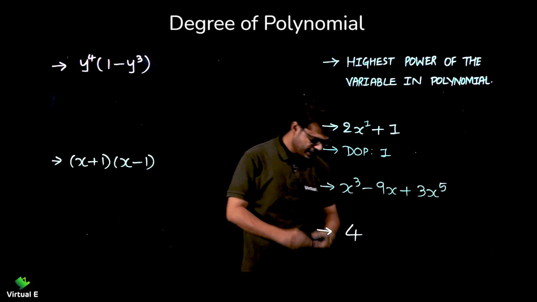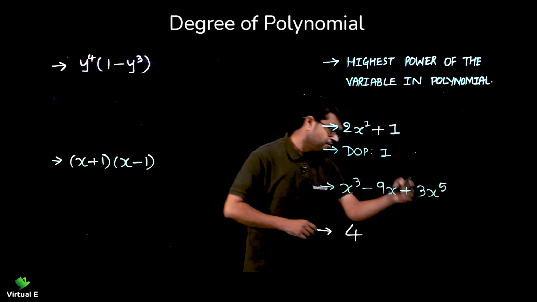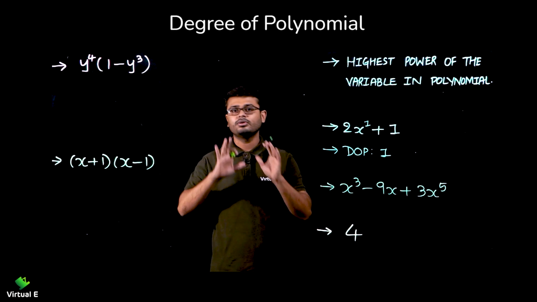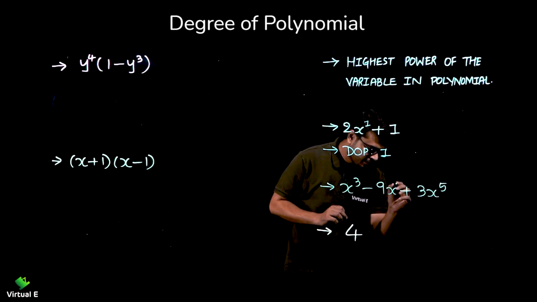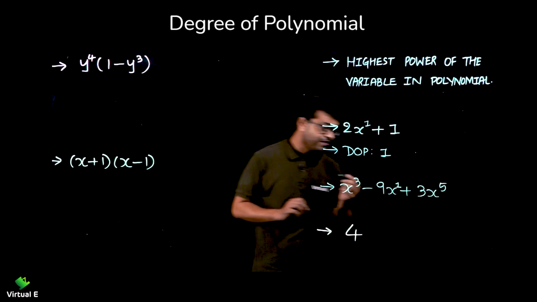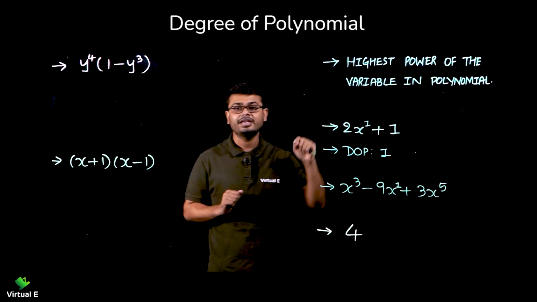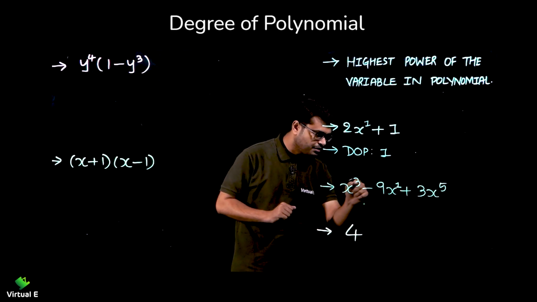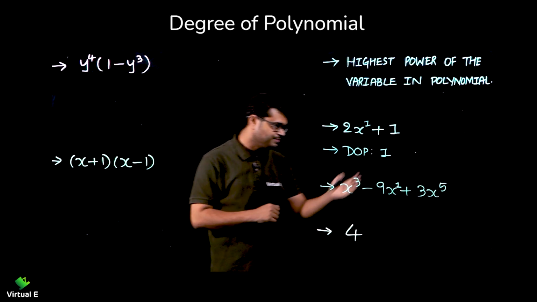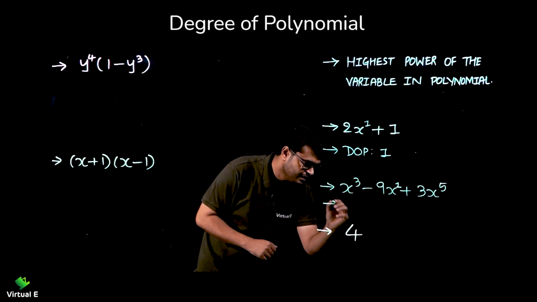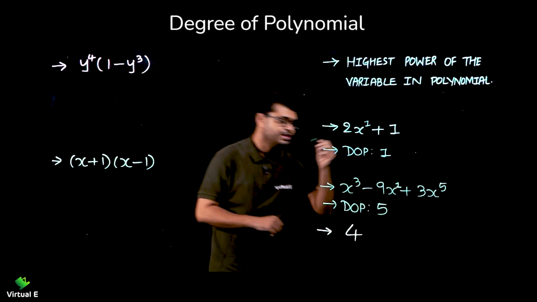Let's discuss the next question. Here, x cube minus 9x plus 3x raised to 5. No need to rush to decide the degree of polynomial. Here the power is 3, here the power is 1, and here the power is 5. So what do we want to write? Highest power of the variable in the polynomial. So 3, 1 and 5. Which is the highest? Very simple, we know very well, right? So the answer is the degree of polynomial is 5 in this case.